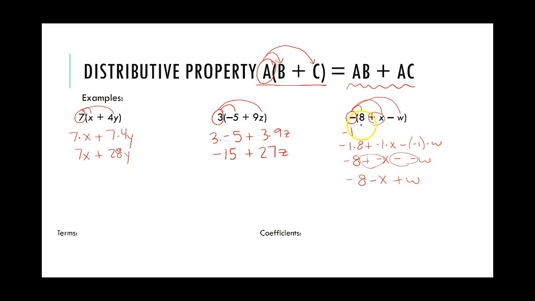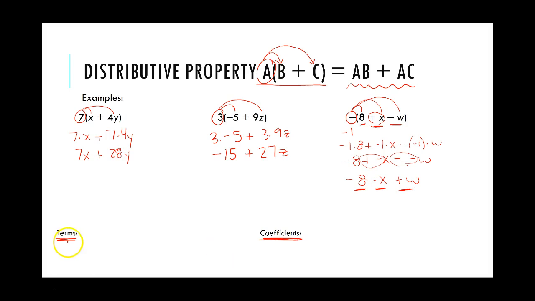So again, notice right here, it was a positive 8, it's now a -8. It was a positive X, it's now a negative X. It was a minus W, it's now a positive W. Okay, and this comes down to these two things here, which we need to understand, what are the differences.